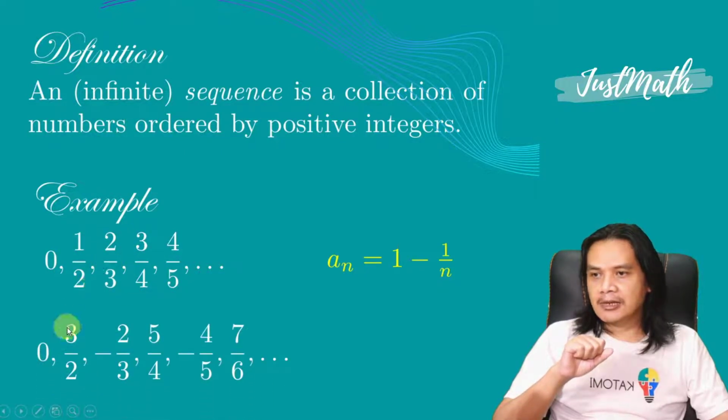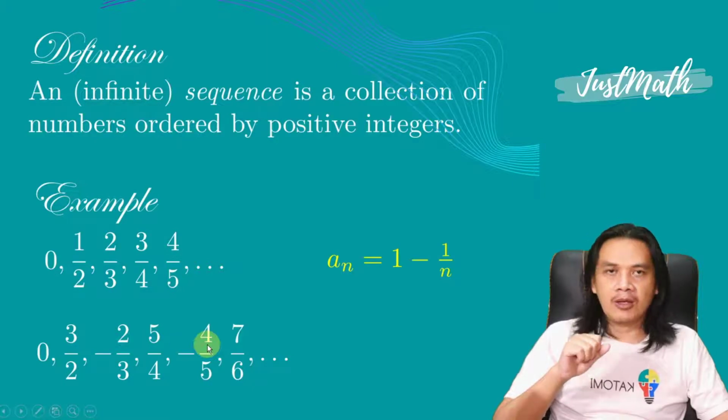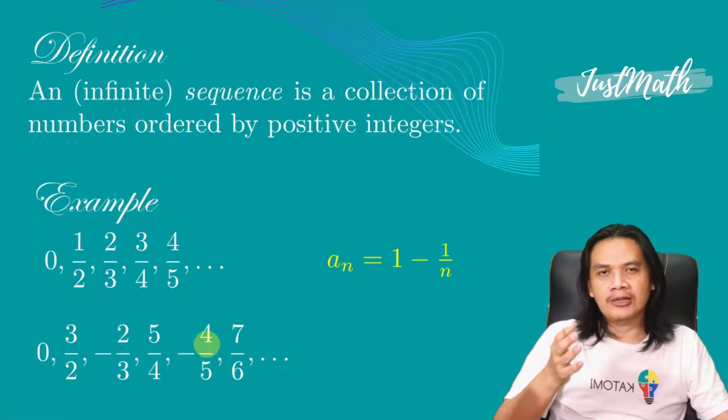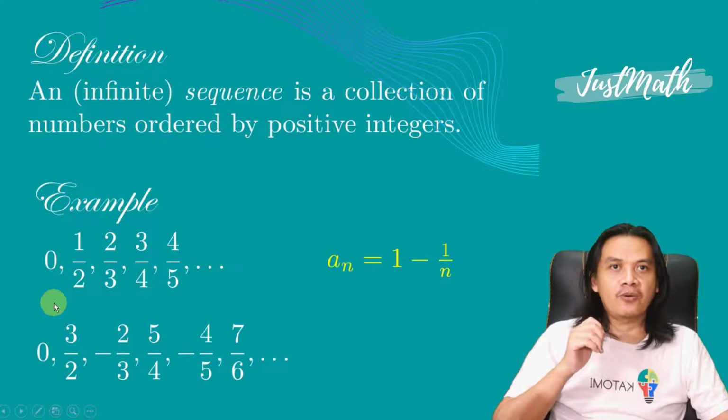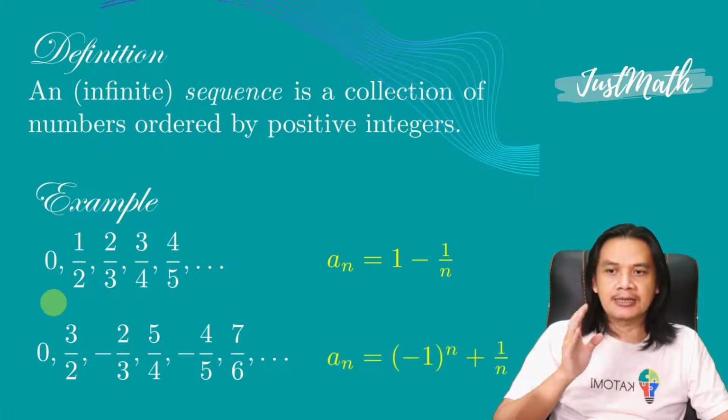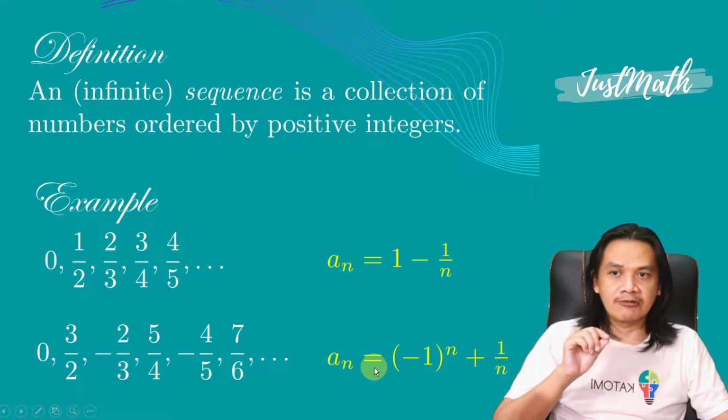The next example is the following. You may want to pause your video and try to figure out what the explicit formula for this sequence is. Okay, you may pause the video now. Okay, so what's the formula? Yes, the formula is (minus 1) to the n power plus 1 over n, and we can check that it is indeed the right formula.